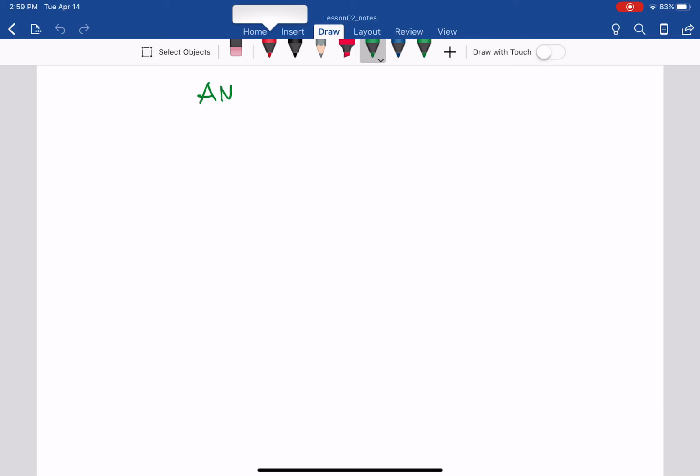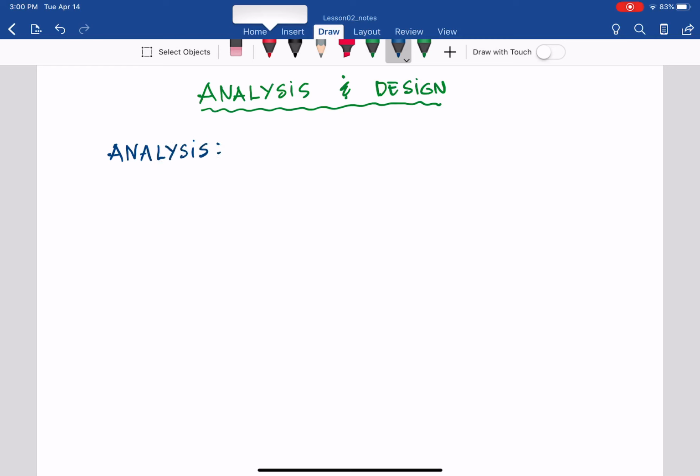So analysis and design. And for an engineer, we need both. So let's talk about the analysis. Analysis means we predict the behavior of the existing structure.